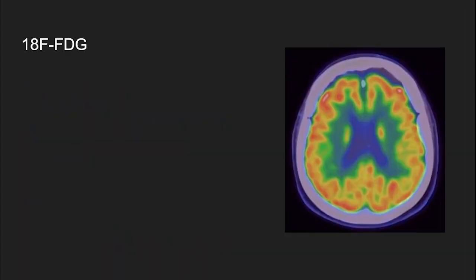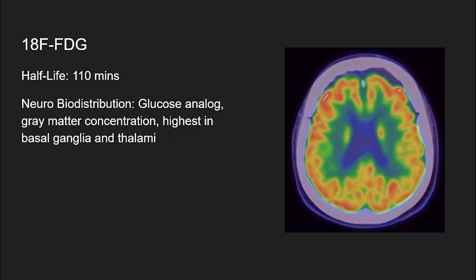The next radiotracer is 18F FDG, or 18-fluorine FDG. It has a half-life of 110 minutes. As a glucose analog, it localizes predominantly in the brain in gray matter, where there is elevated energy production, as can be seen on this figure on the right. The highest localization in the brain is the basal ganglia. As a positron emitter, the radiotracer is imaged using PET-CT.